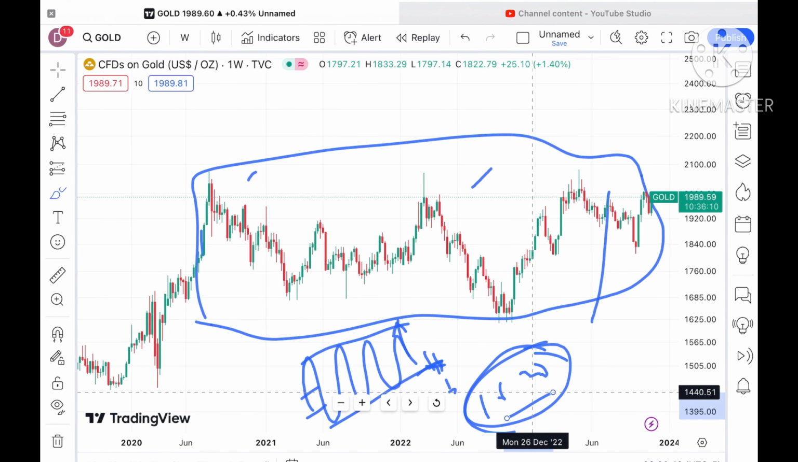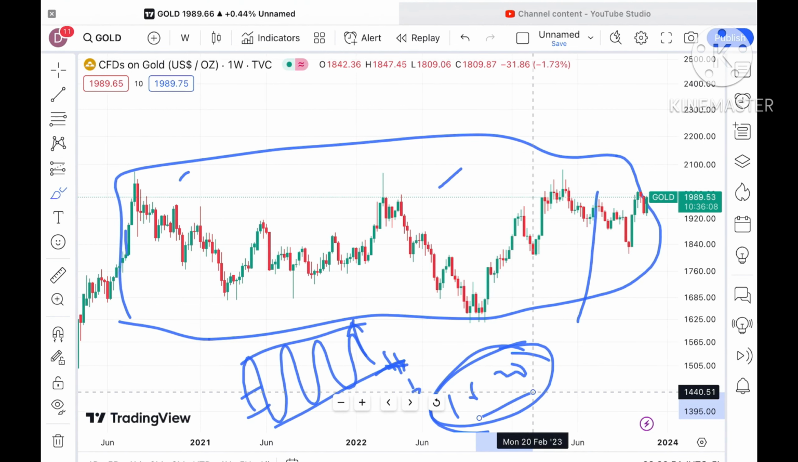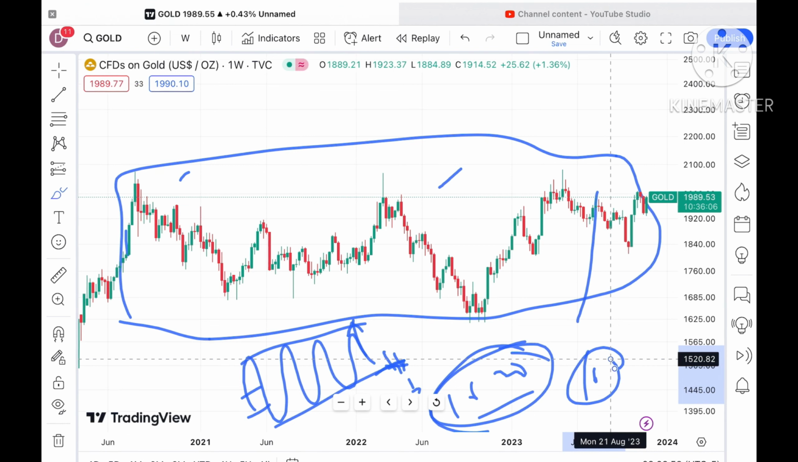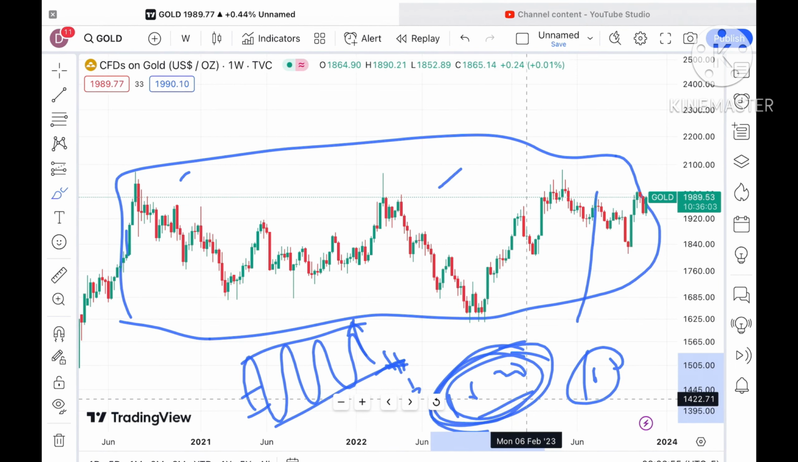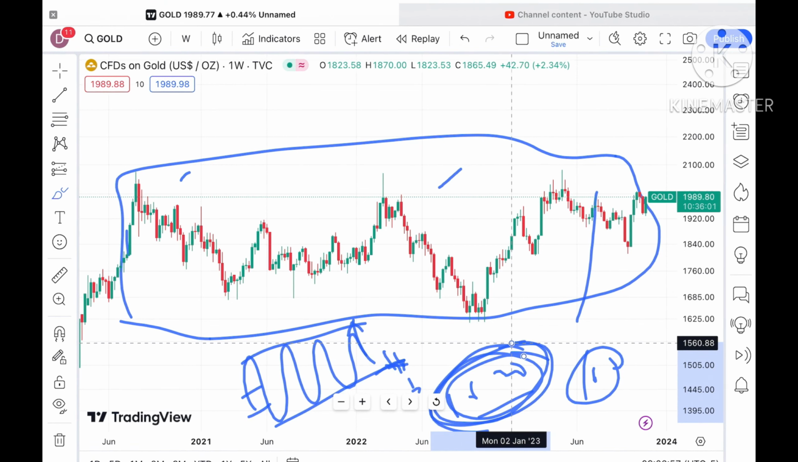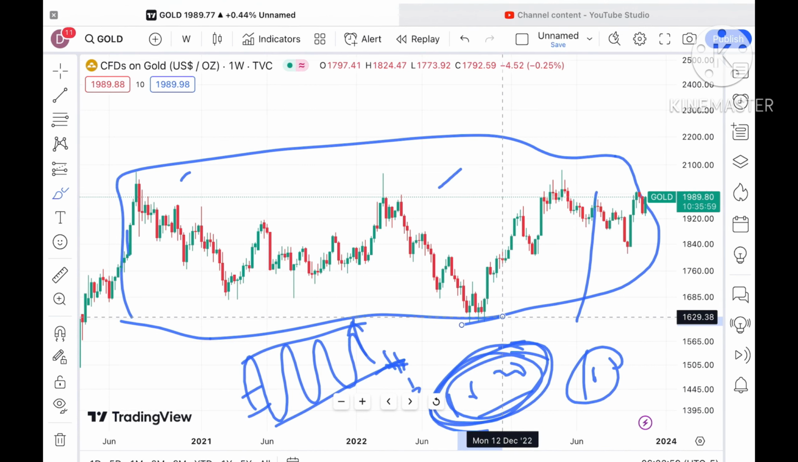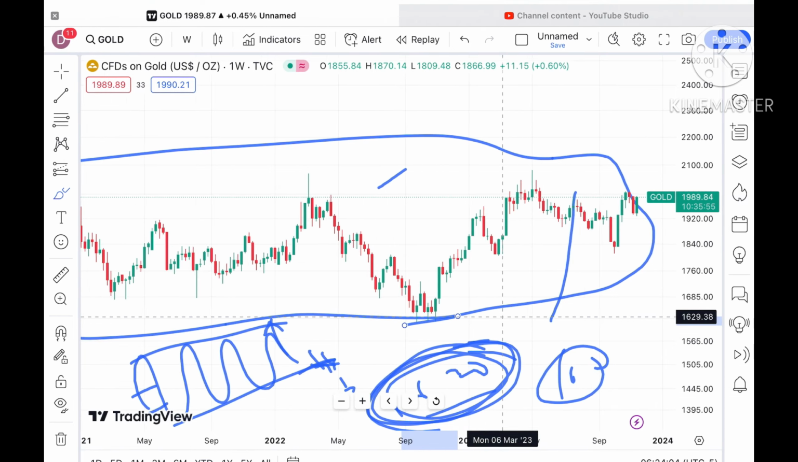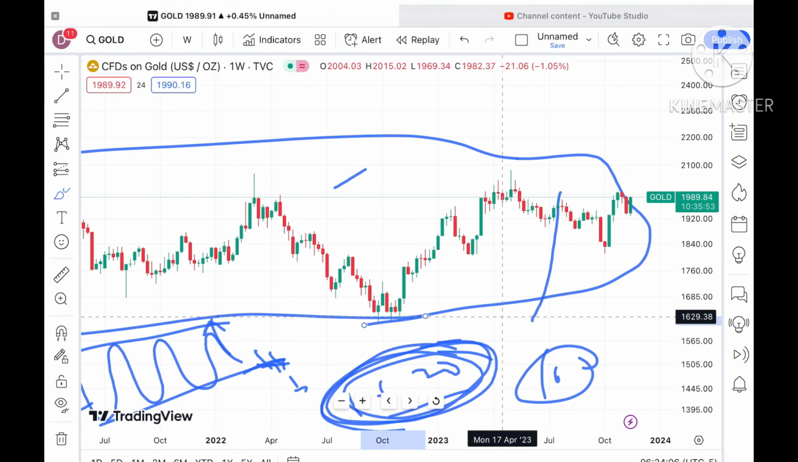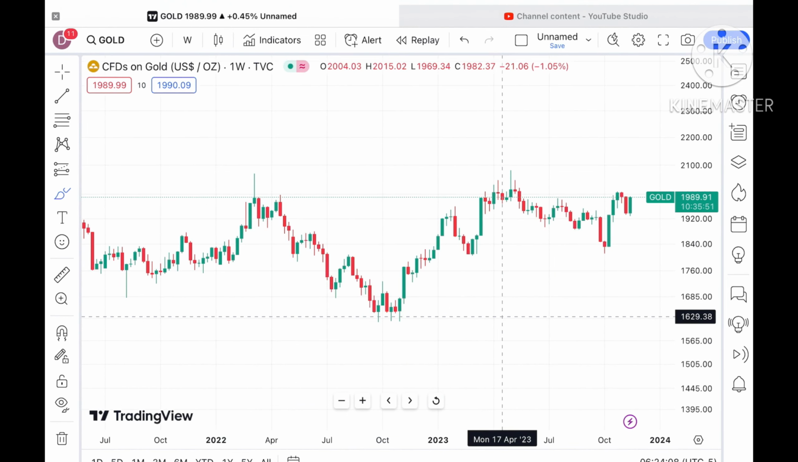So look at this particular chart. From a trading point of view, there is a $250 movement we have seen in the price of gold. And if the price keeps sustaining this particular level, a further upside movement we can see in the price of gold. Suppose if the price sustains this level, a further upside movement we can see.